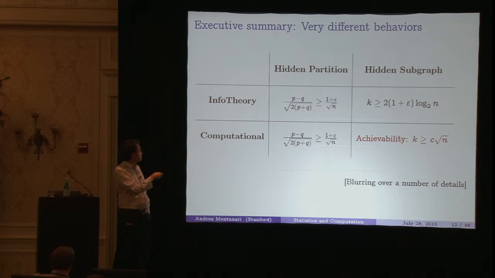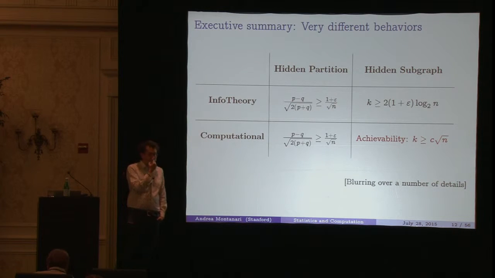For the hidden partition problem, there is a threshold. The problem becomes easier when p and q are well separated. It's solvable when this ratio is above 1 over square root of n. And in fact, there is a polynomial time algorithm in that regime. So as soon as this becomes solvable with high probability, we have a polynomial time algorithm to find it.